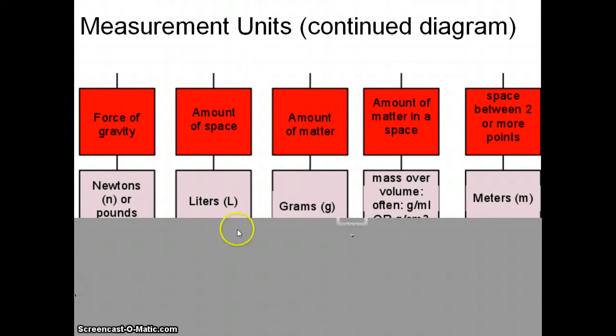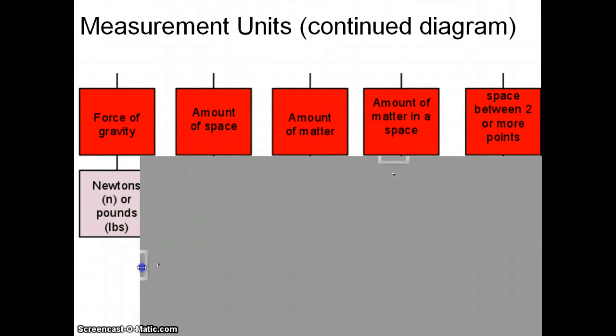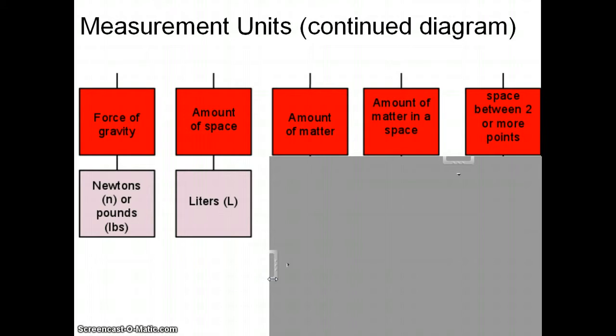Next, the measurement units with each one. Okay, so this is a continuation of the diagram. Weight, the measurement unit will be newtons or pounds. Volume, the measurement unit in metric, is liters. You may have seen a 2-liter bottle of soda. Hopefully you didn't drink it all by yourself, but you've seen them.